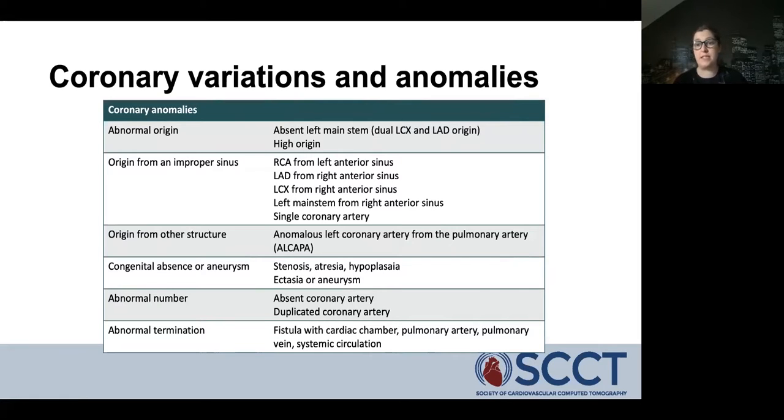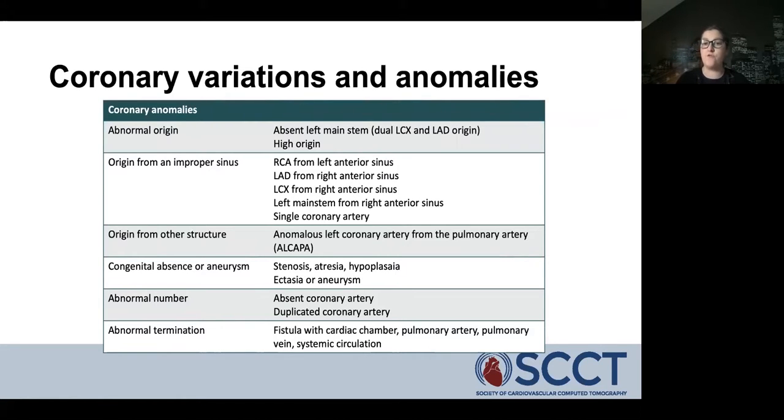Your coronary arteries can arise from totally different structures. So, for example, an anomalous left coronary artery coming from the pulmonary artery is a very important abnormality with clinical implications. We can have complete absence of a coronary artery, or we can have congenital aneurysms of a coronary artery. You can have no coronary arteries at all, or an absent one coronary artery, or you can have duplications of coronary arteries. And they can also end in abnormal places. So normally the coronary arteries just peter off into little tiny capillaries supplying the whole of the heart, but they can fistulate to other cardiac chambers, to the pulmonary arteries, to the veins, or to the systemic circulation.